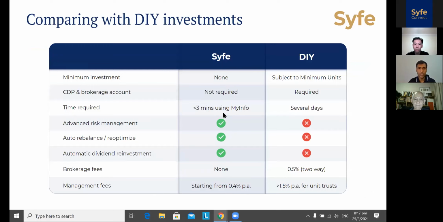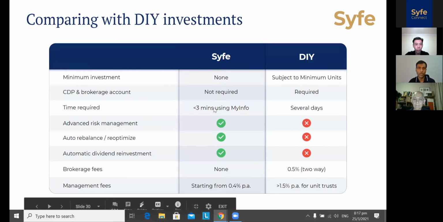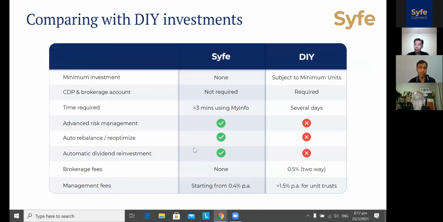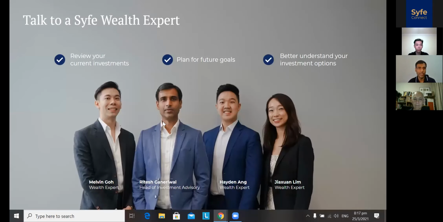Now, I just wanted to highlight this one more time that if you compare the Syfe strategy with a DIY strategy, you get a lot more for what you are able to achieve. And the best thing is, it's sort of hands-free for you, right? We do all the heavy lifting in terms of managing the portfolio, keeping it optimized, reinvesting your dividends, taking care of your brokerage costs, you can switch between portfolios. All of that is taken care of. All you pay is basically the management fee, depending on what tier you are. And then there are no other hidden fees and charges for each transaction, and all those gimmicks are removed away.